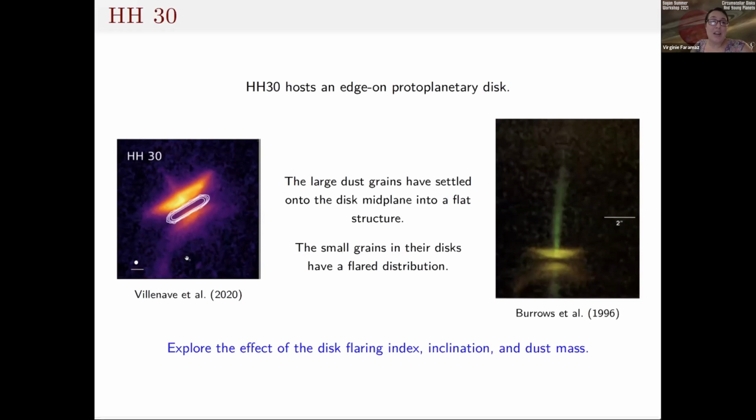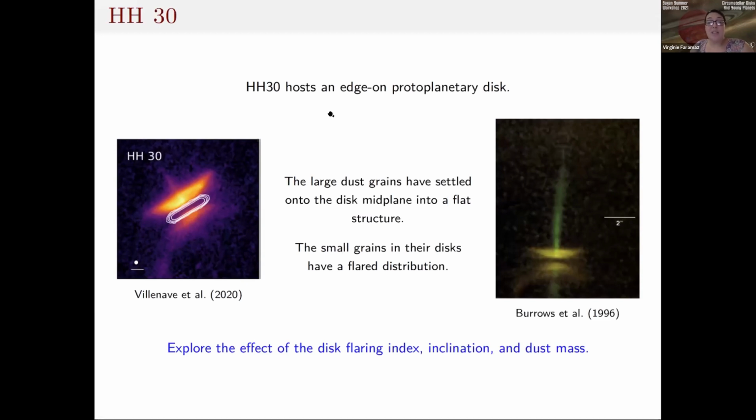And here, I really like this image because this is a superimposition of an image at optical wavelength. So if you remember what I told you, in optical, you will see small grains, and you can see that the distribution of small grains is flared. The disk is seen edge on. And here you have superimposed an image seen with ALMA, and you can see ALMA reveals the bigger grains, and they are settled in the midplane. And here's another image, and you can see there's actually a jet coming out here.